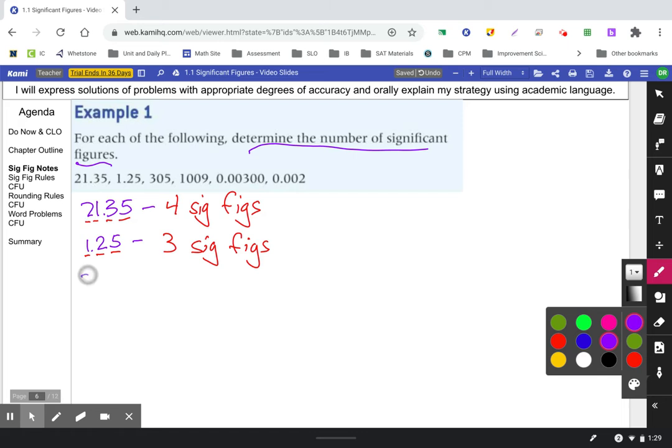On to the next, 305. Well, I always count our non-zeros first, so that 3 and 5 are significant. And then remember, if you took down really good notes, rule number 2 said that zeros that are sandwiched, or that are between 2 sig figs, are also significant. So that 0 is between the 3 and the 5. That makes it significant. So this number has 3 sig figs.